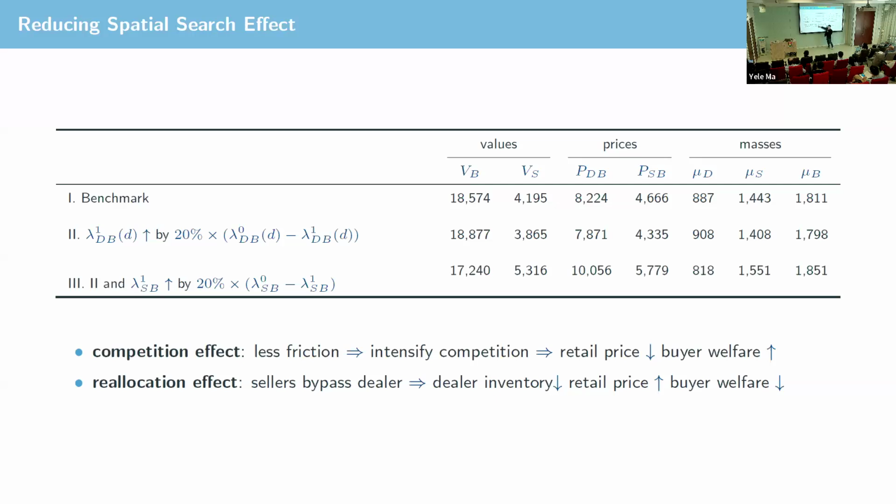counterintuitive counterfactual result. There will be a competition effect, which is standard, that's going to drive down the price and increase the consumer welfare. But there is this reallocation effect across the sectors that's going to let the seller bypass the dealer and increase the retail price, hurt the consumer.